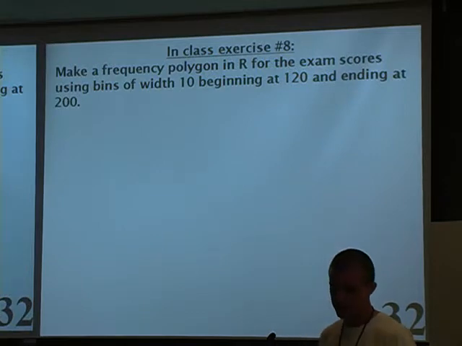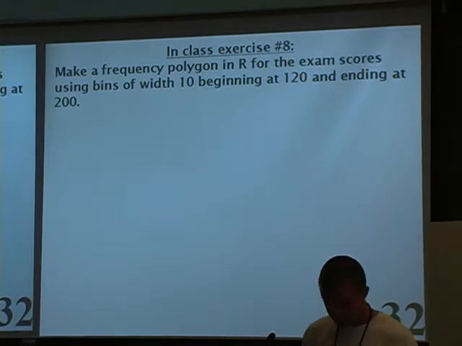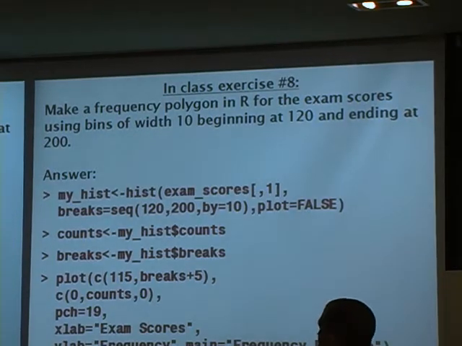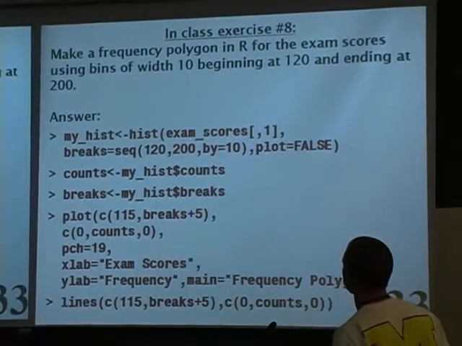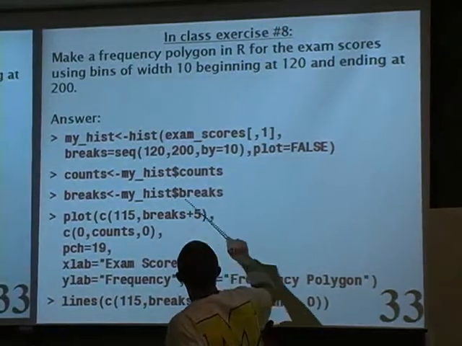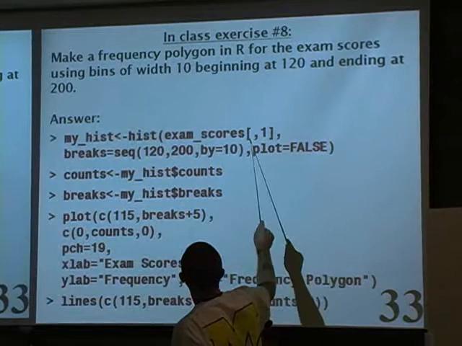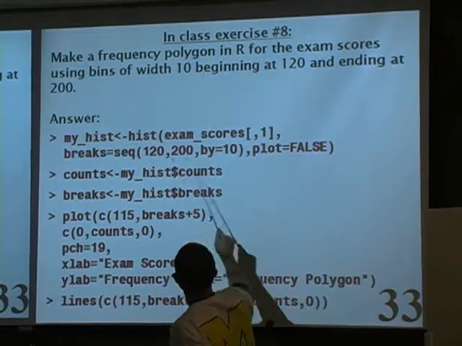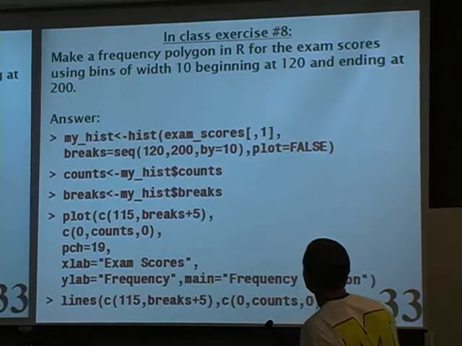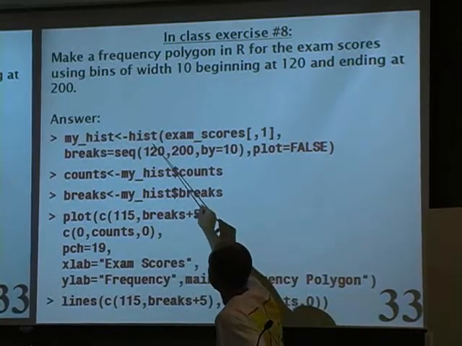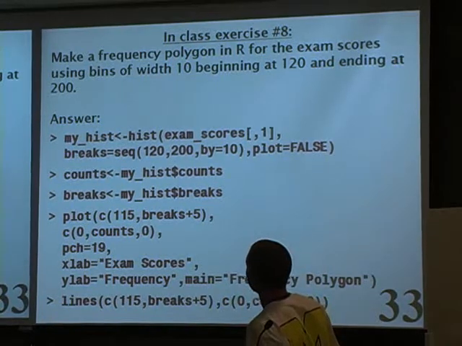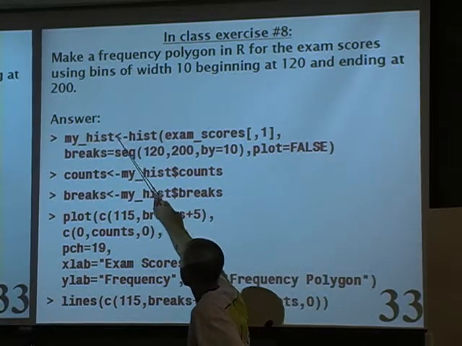And so here I said basically make the polygon in R for the exam scores. Same bin widths, start at 120 and end at 200. So this is how I do it, and let me explain what's going on here. I first create an object that's called my hist, and I call it the same as I did before, exam scores column 1, breaks 120 to 200 by 10, but then I say plot equal false. For a function like hist that by default produces a plot, when you say plot equal false, it's not going to produce a plot anymore. It's going to create this object.